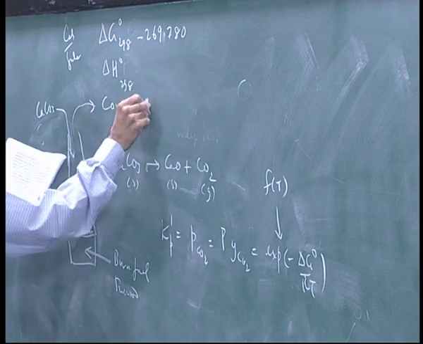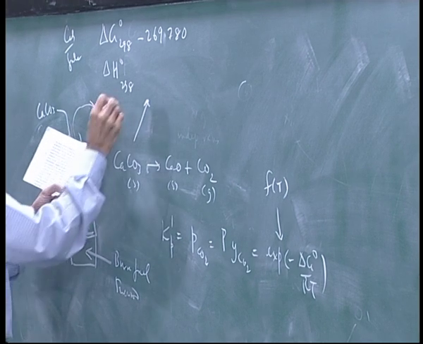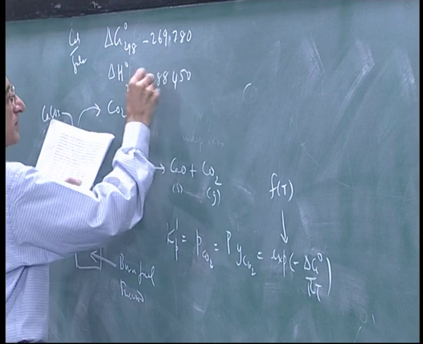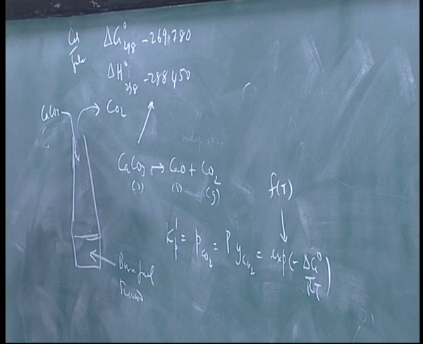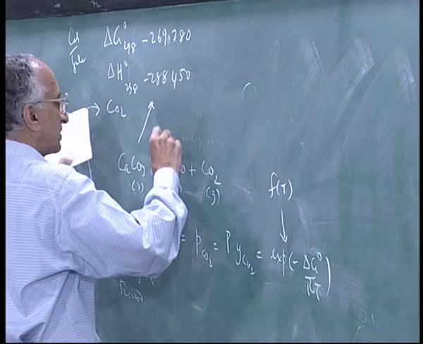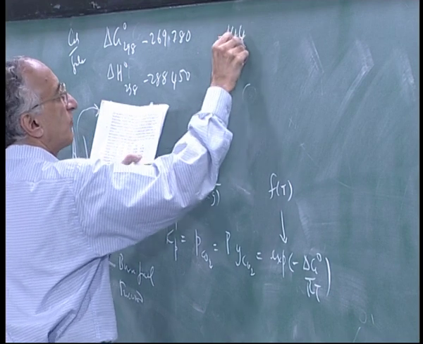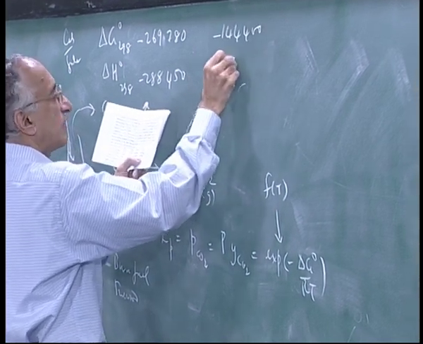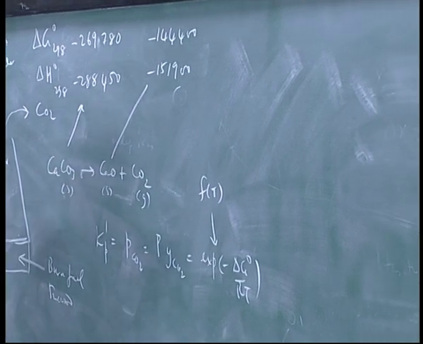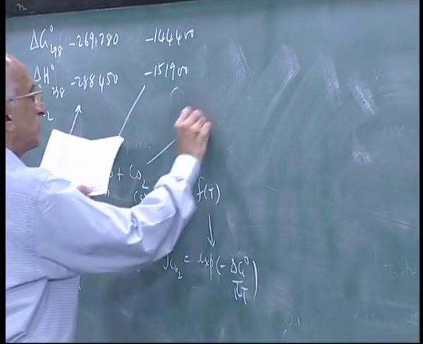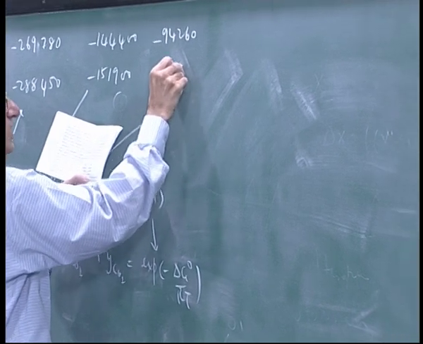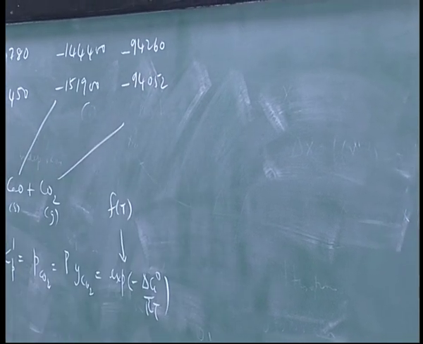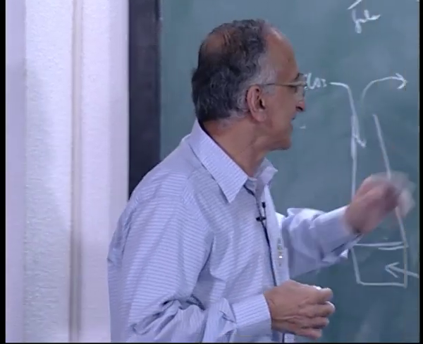This is for CaCO3, it is minus 269.288 and minus 288.450. Then, yes, that is correct. For CaO it is minus 144.400 and minus 151.900. Then for CO2 this is minus 94.260 and minus 94.052. But let us ignore delta Cp for now.